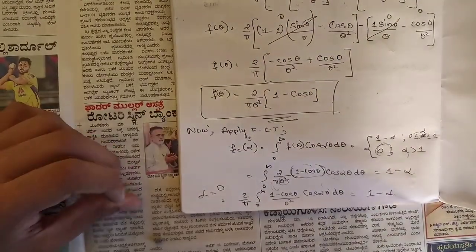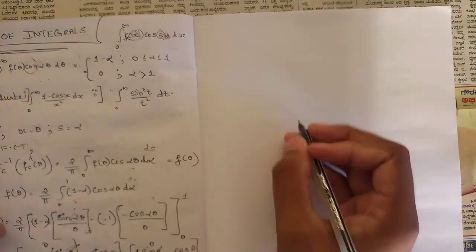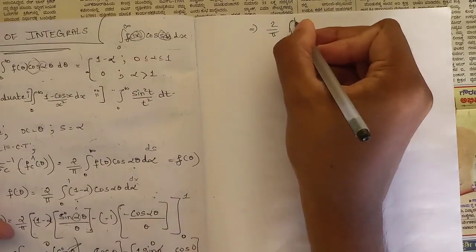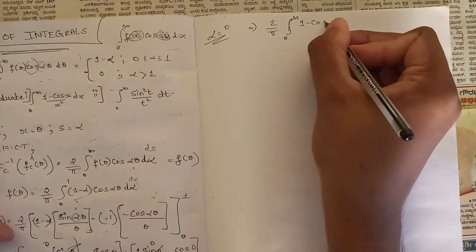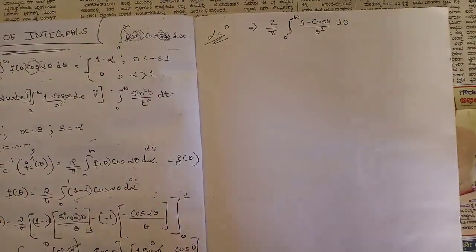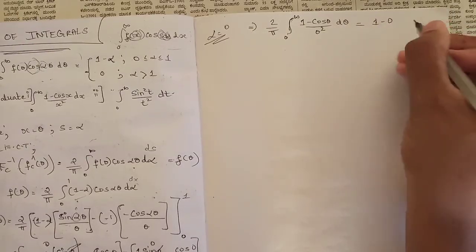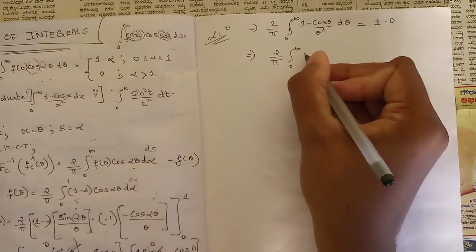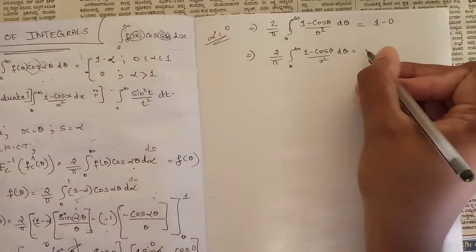So now let's write the remaining equation, that is 2 by pi, 0 to infinity, put alpha equal to 0 here. Okay, 1 minus cos theta by theta square d theta. Cos alpha theta would be eliminated, right? That is equal to 1 minus alpha, right? So 1 minus alpha means 1 minus 0, therefore 2 by pi, 0 to infinity, 1 minus cos theta by theta square d theta is equal to 1.